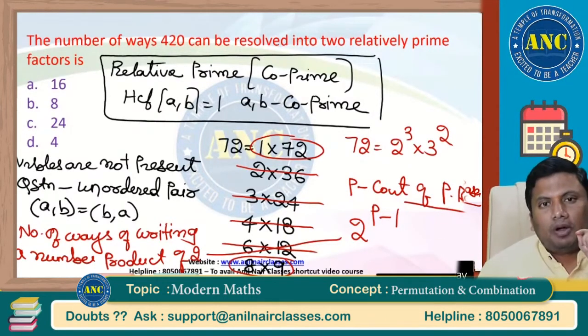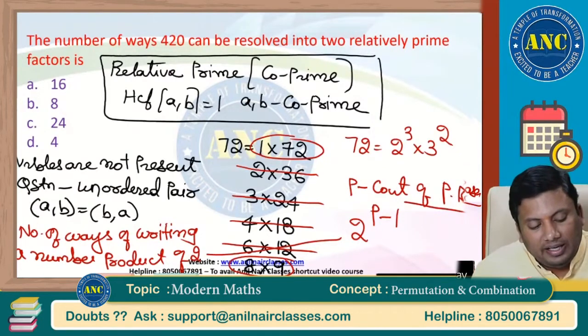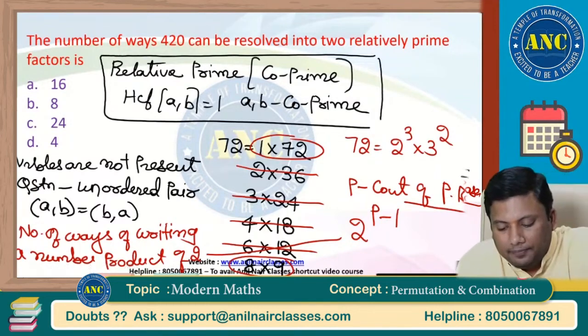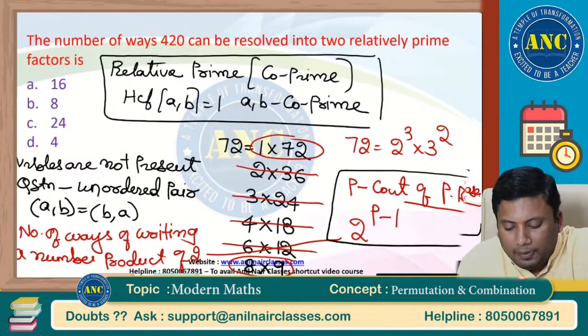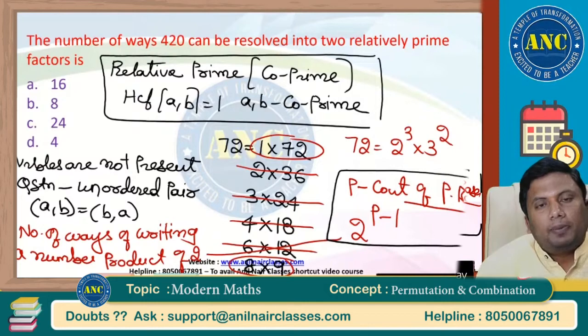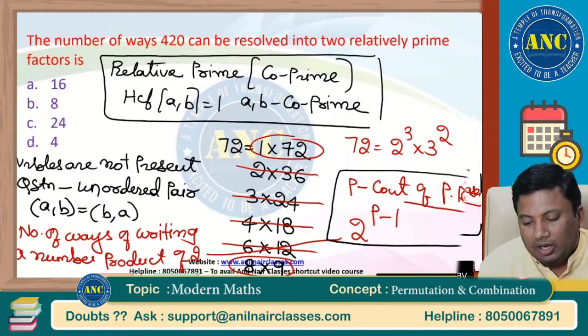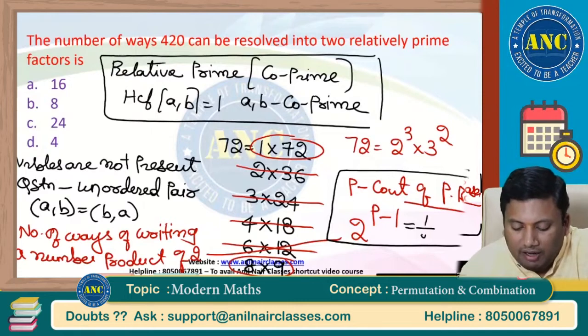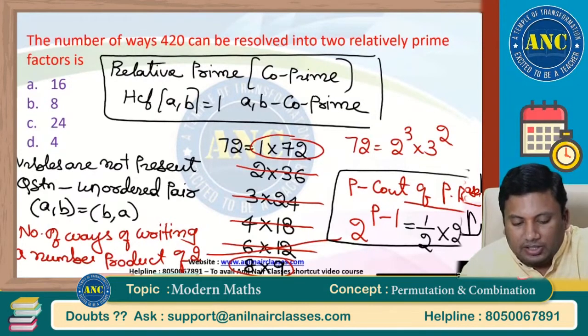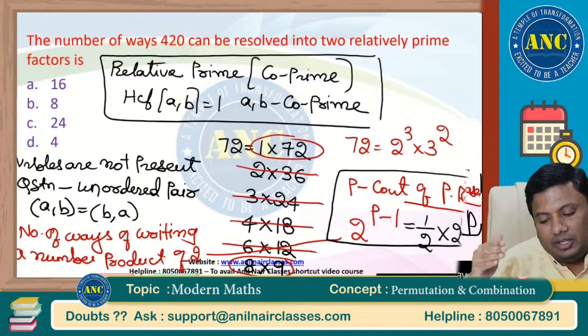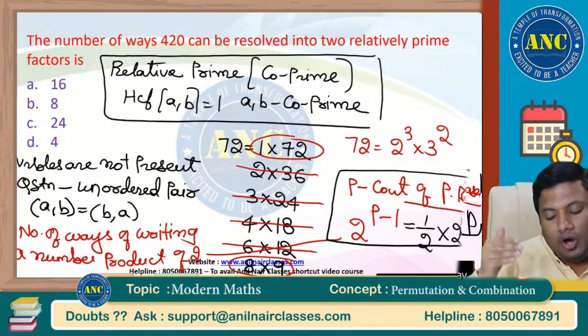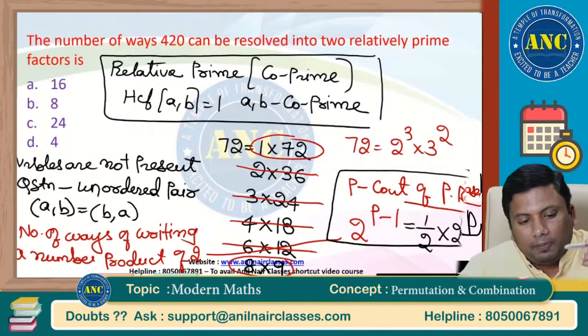Extremely important point. The number of ways of writing a number as a product of 2 co-primes is given by 2 power p minus 1. What is p? It is nothing but the count of prime bases. Why did 2 power p come? It is actually half of 2 power p, because half the cases are reverse cases, like 72 into 1 and 36 into 2, and all of those are eliminated.